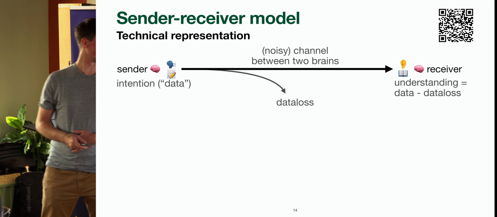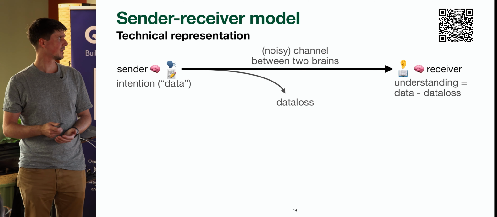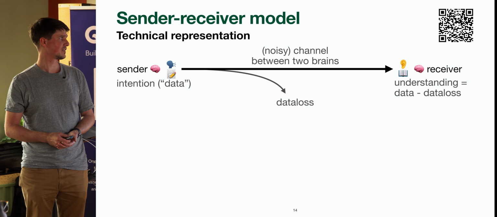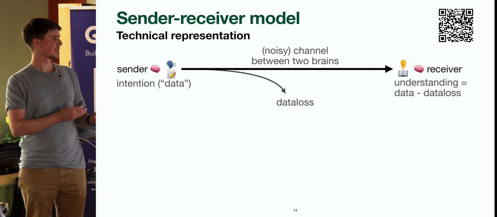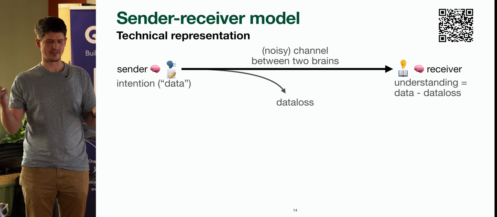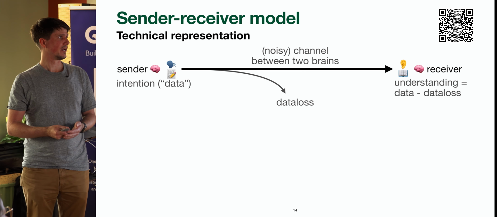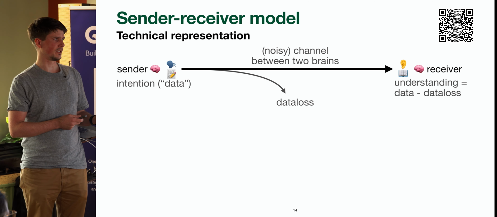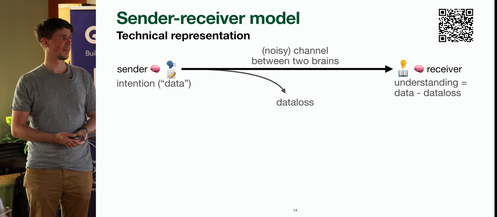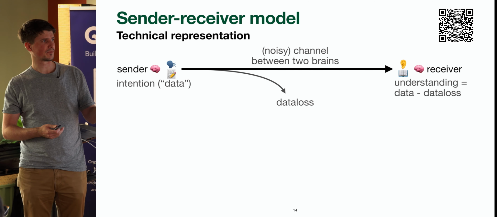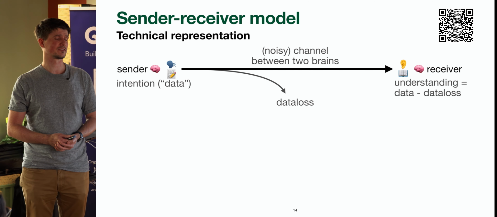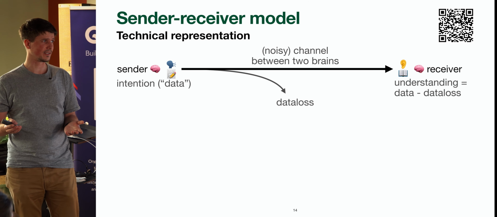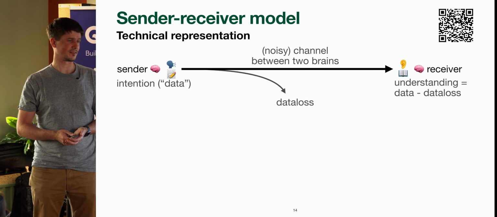If we boil that down to a graphic, this is how I would represent it. You have the source on one side, and they're trying to transmit data, if we want to be technical about it, and they transmit that data through a channel, and the channel might be noisy, so there's going to be some data loss, inevitably. And at the end, there is understanding on the receiver side, which we can mathematically express as data minus data loss.